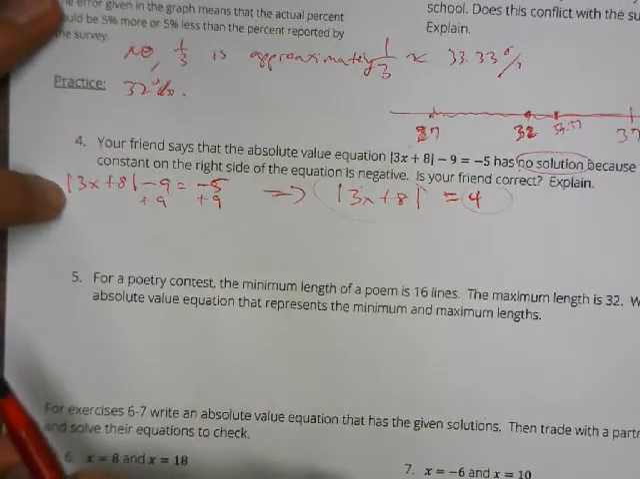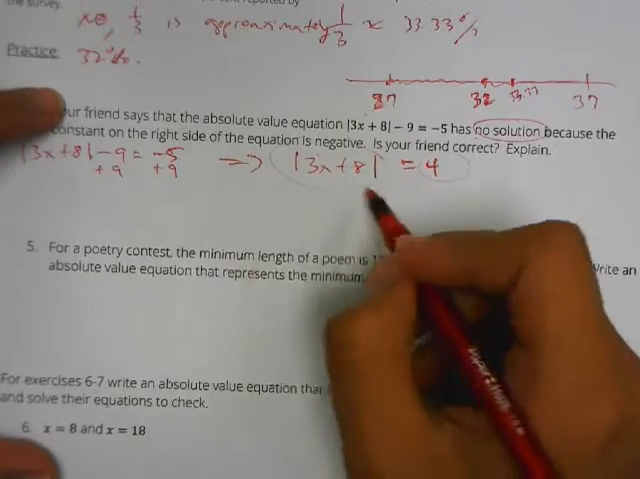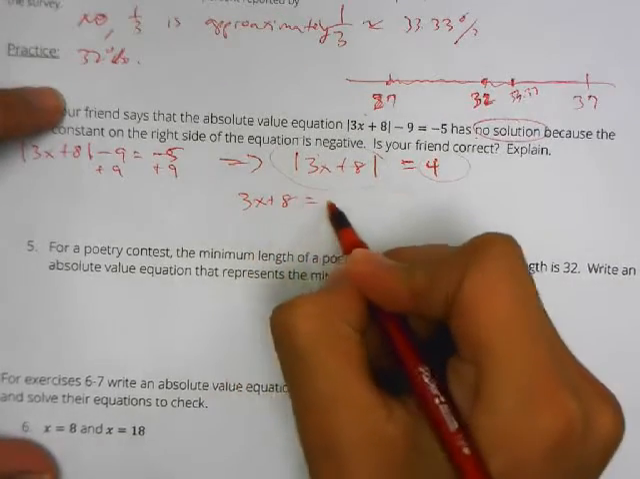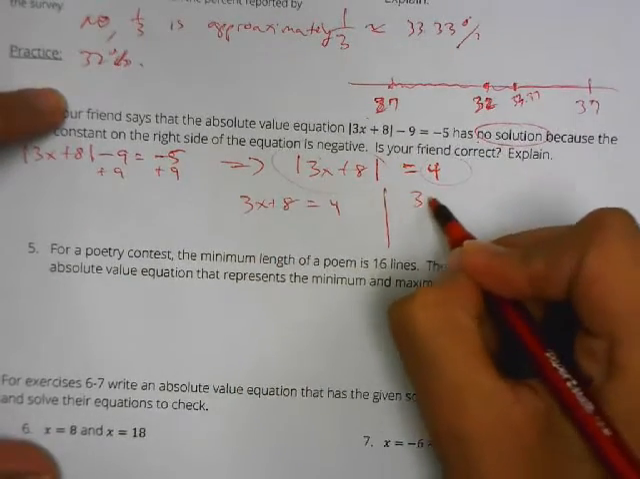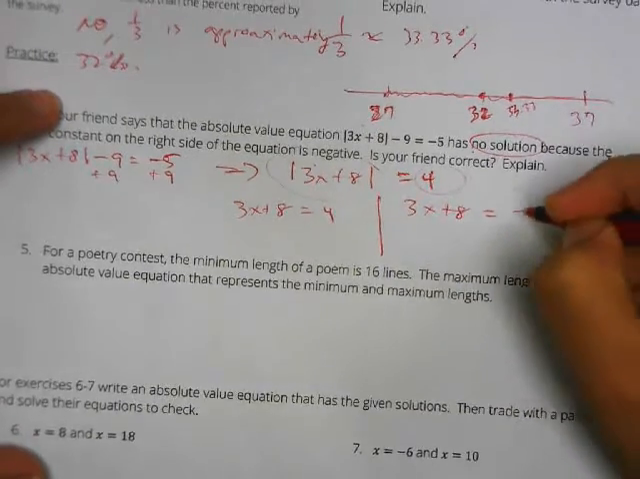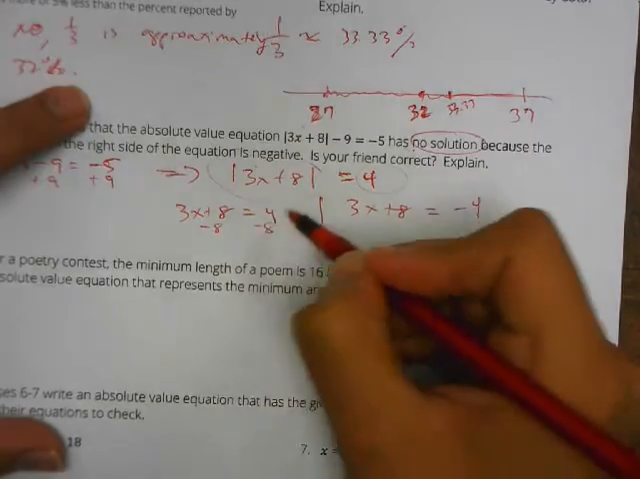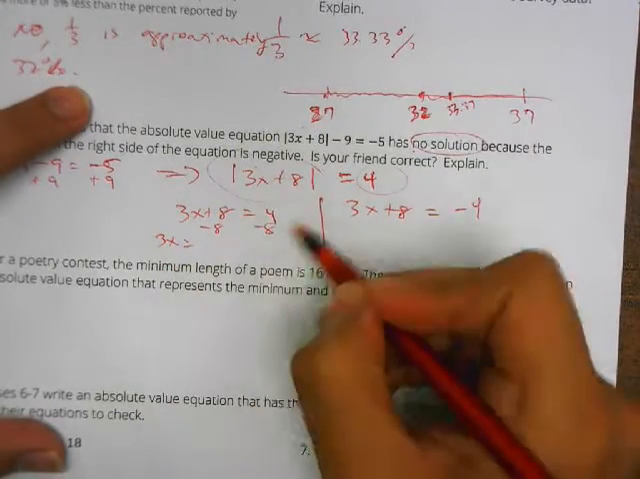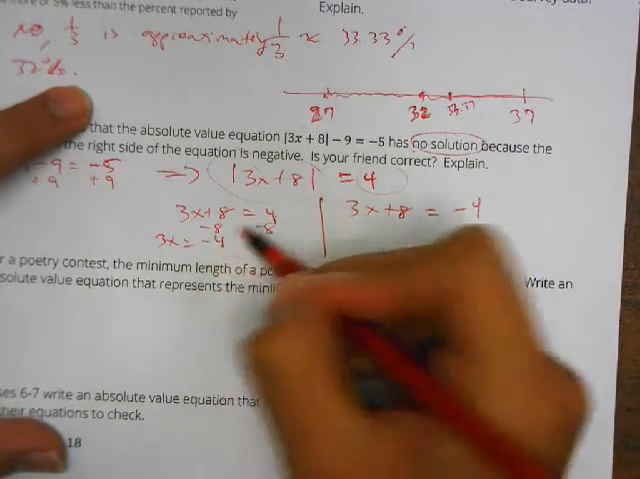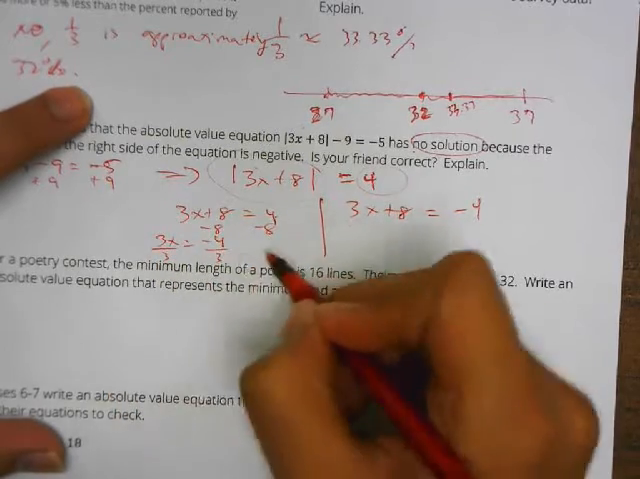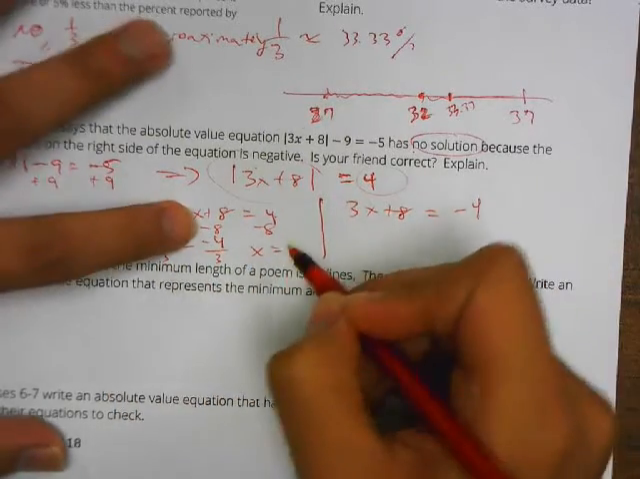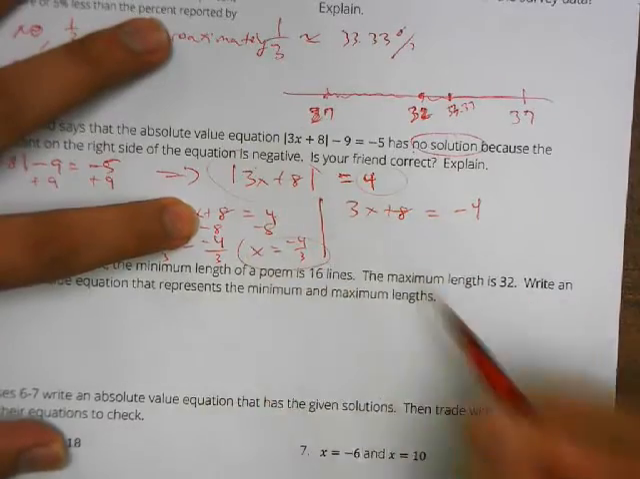So if we go ahead and solve this, we still split it up into 3x plus 8 is equal to 4, and our second one is 3x plus 8 is equal to negative 4. Okay? Subtract 8 on both sides. 3x is equal to 4 minus 8 is negative 4, and then divide by 3. And we're left with x is equal to negative 4/3. That's one of our solutions.